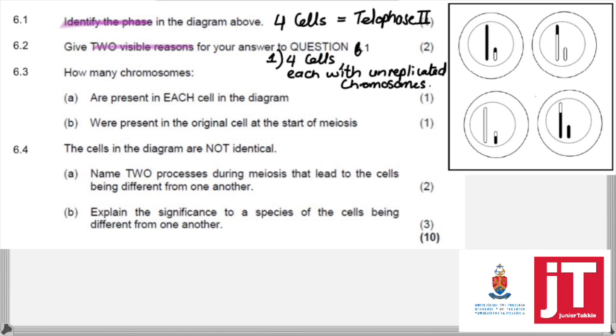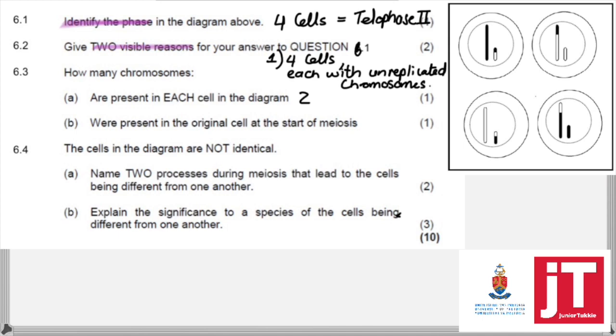This is just another bit of evidence which would support the fact that this is in fact telophase 2. Question 6.3, how many chromosomes are present in each cell in the diagram? Now that's pretty straightforward, but it does require us to go to the diagram and actually count them. So that's how we earn that 1 mark. We have 1 mark for writing down 2.